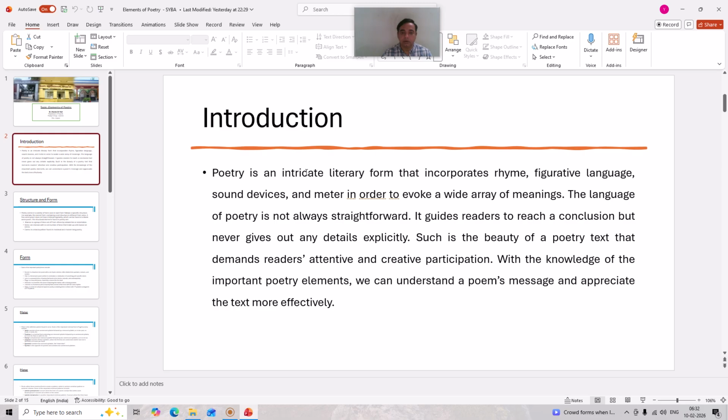Introduction. Poetry is an intricate literary form that incorporates rhyme, figurative language, sound devices, and meter in order to evoke a wide range of meanings. The language of poetry is not always straightforward. It guides readers to reach a conclusion but never gives out any details explicitly. Such is the beauty of poetry, a text that demands readers' attentive and creative participation. With the knowledge of important poetry elements, we can understand poems' message and appreciate the text more effectively.